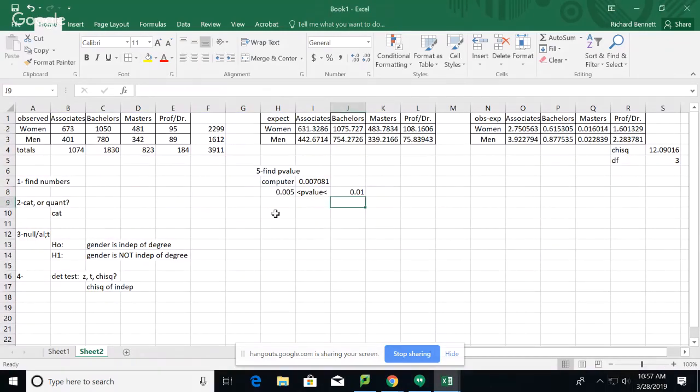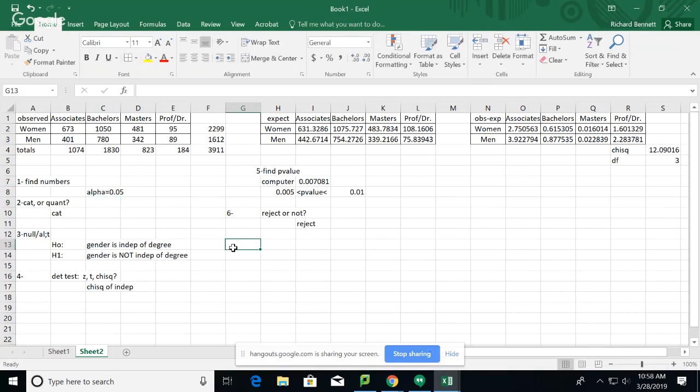All right, so now step number 6. Step number 6 is reject or do not reject. Reject, because the p-value is much lower than my alpha. What was my alpha? 0.05. Alpha equals 0.05. Whatever, I can't type.